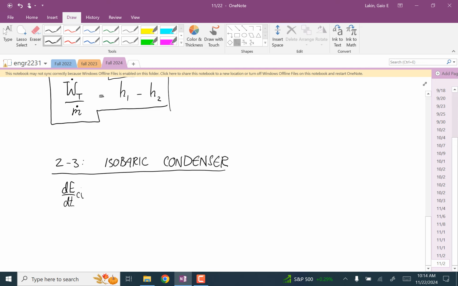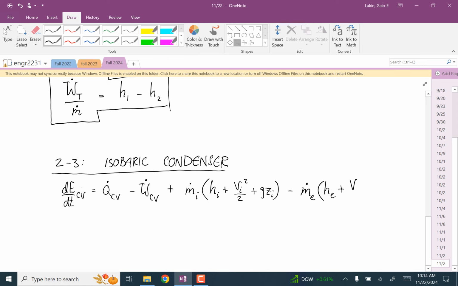dE/dt is equal to Q dot minus W dot plus m_i dot times the quantity h_i plus V_i squared over 2 plus g z_i, minus m_e dot times the quantity h_e plus V_e squared over 2 plus g z_e. And we're going to assume that this is steady state.